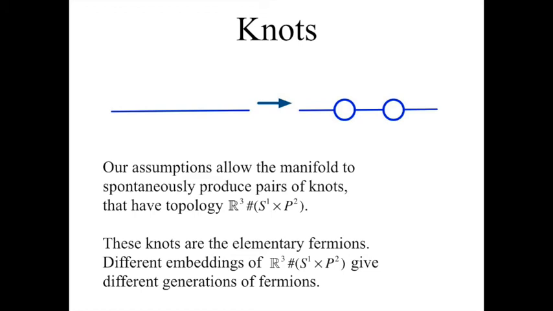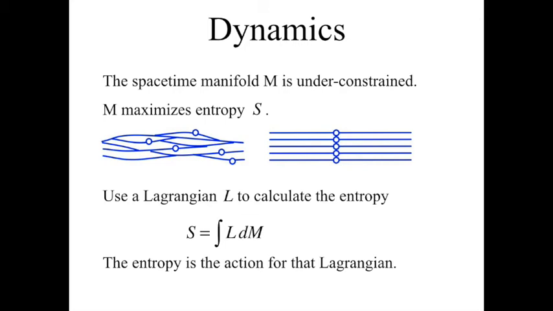The space-time manifold is constrained, but it is under-constrained. Therefore, it maximizes entropy. In the diagram on the left, we see an example of a high entropy case. In the diagram on the right, we see an example of a low entropy case. We can use a Lagrangian L to estimate the entropy of M, such that at every point on M, the Lagrangian L estimates the entropy at that point. And the total entropy is just the integral of the Lagrangian over the manifold. And maximizing the entropy of the branched manifold is equivalent to maximizing the action of that Lagrangian.